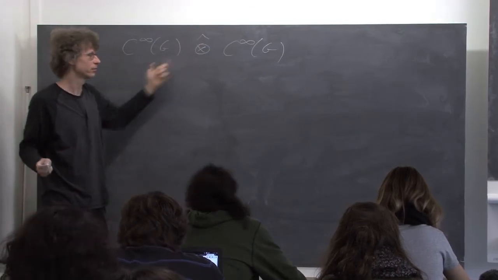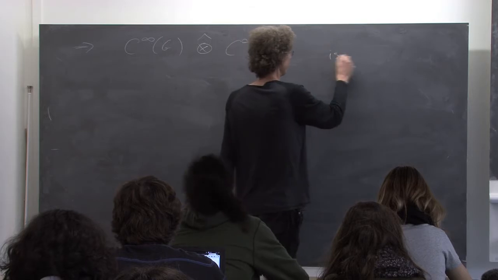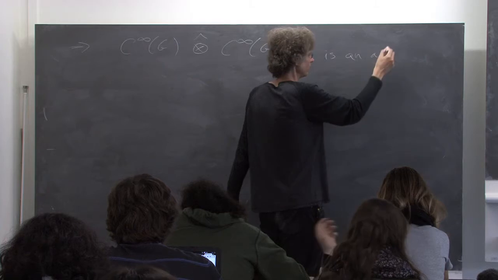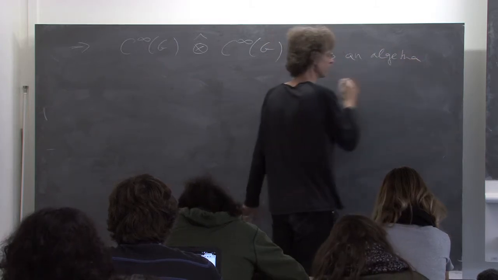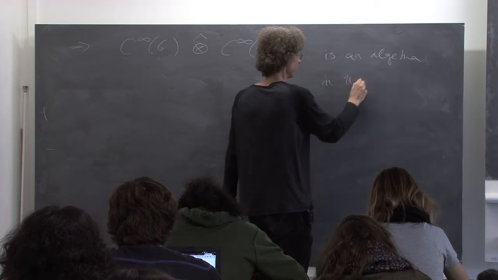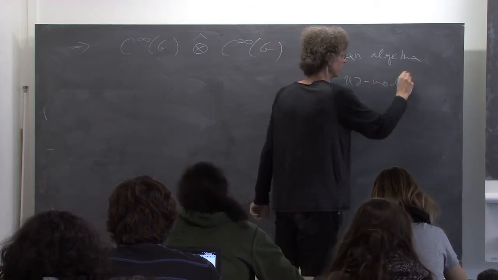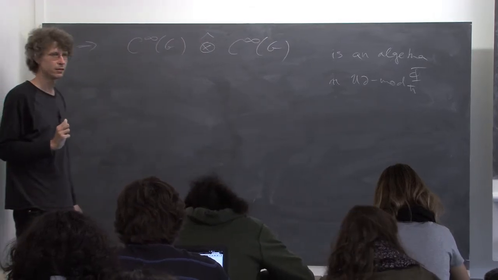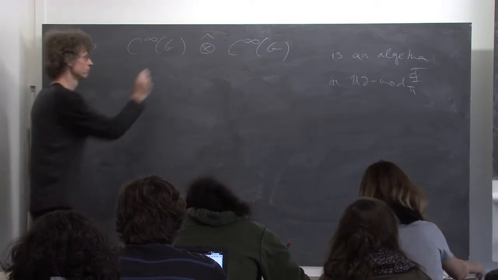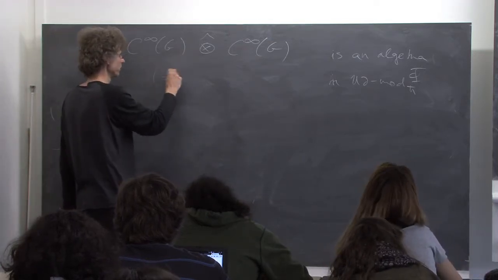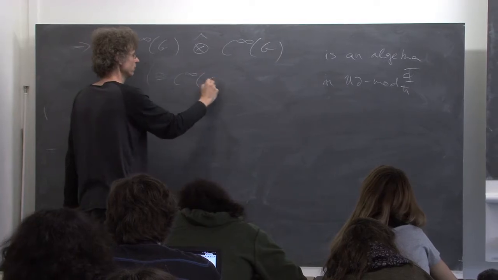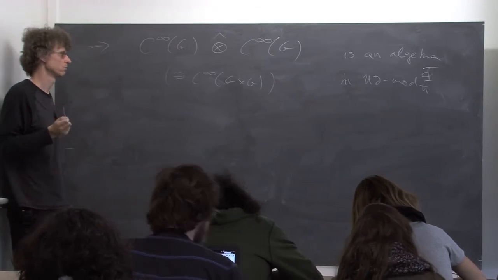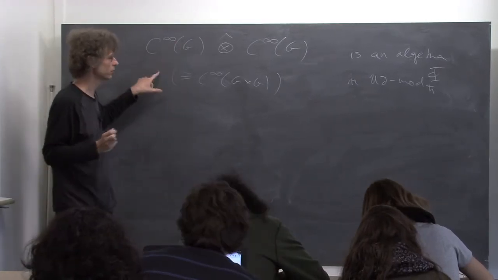So anyway, this stuff is an algebra in the same category. And then, with this completed thing, we can identify it with C infinity on G times G. Without that we cannot, but it doesn't really matter.